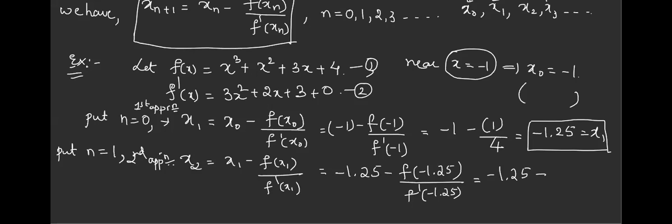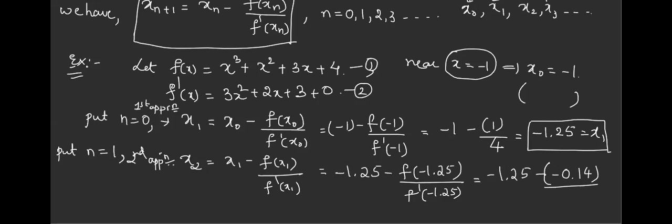Take it like this: minus 1.25 cube plus minus 1.25 square, minus 0.1, minus 0.14. Minus into minus, directly put it plus. I'll write it because later on you should know this value. So I'm writing 0.14.